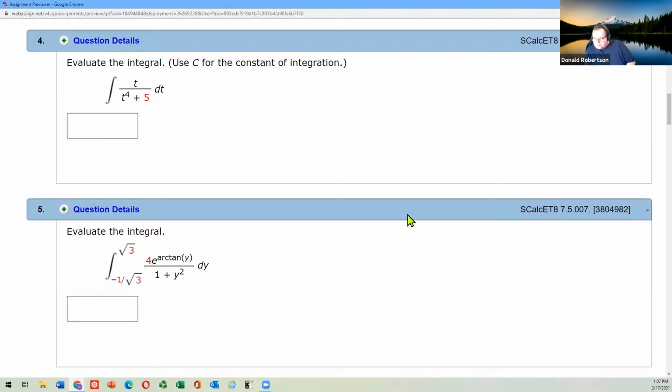4 is a stinker. It is a U-sub, but it is not t to the 4 plus 5. And it's not even the U-sub t to the 4, which would probably be my next best guess. What is the U-sub you will use in question 4? T squared? You nailed it, t squared. Trust me, it ends up being an ugly inverse tan.